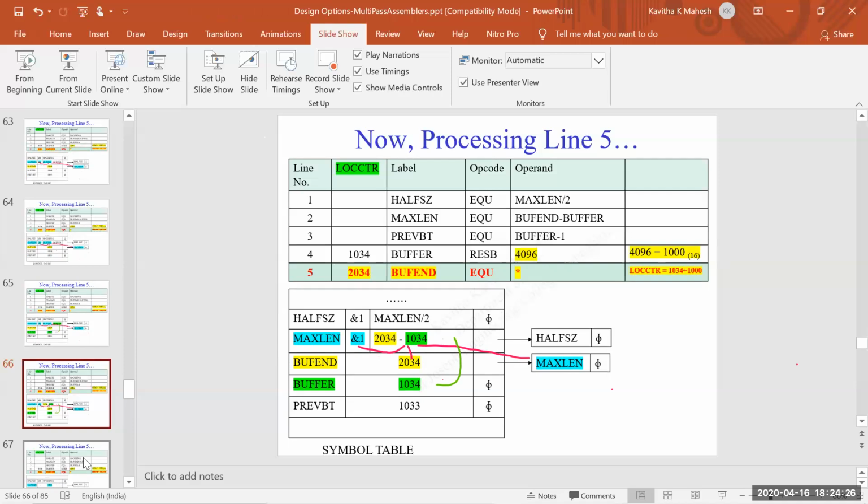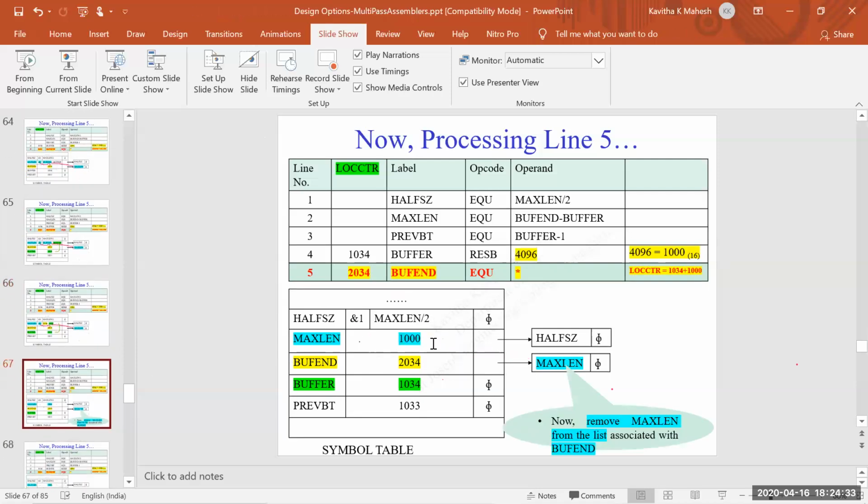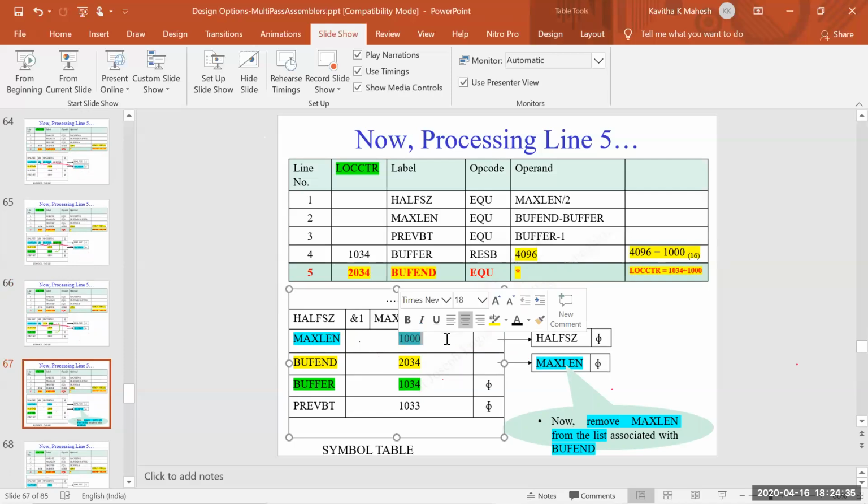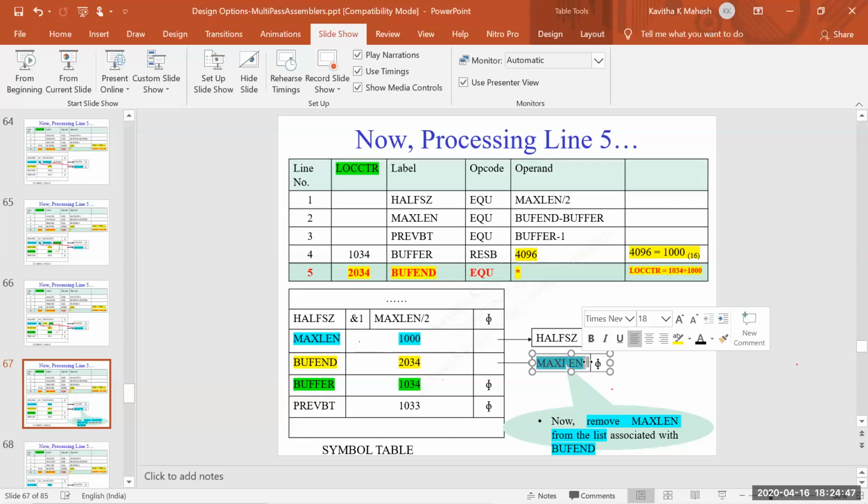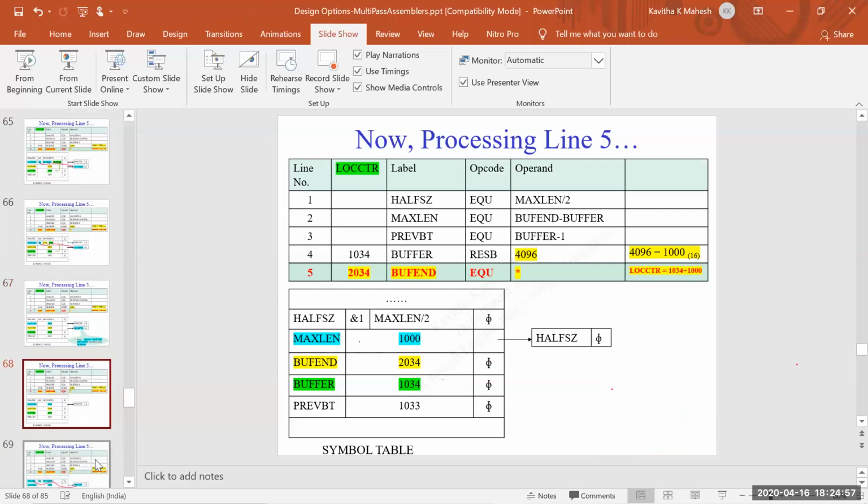So you can evaluate it. None of the symbols are unknown, so you can eliminate this entry. The value for MAXLEN is 1000. How did we get this 1000? It is simply 2034 minus 1034. Since the symbol that is associated with MAXLEN is processed now, you can remove this from the list associated with BUFFET because we have already determined the value for MAXLEN. So now you remove MAXLEN from the list associated with BUFFET. So I have eliminated this.